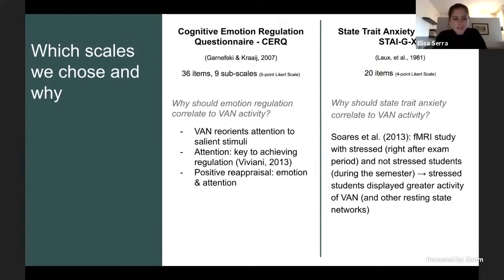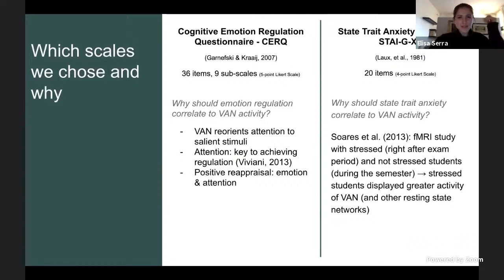Right, so as Marco said, once we saw that the ventral attention network was correlated to heart rate variability, we started to think, among the behavioral tests that were taken from the subjects, which kind of scale would be a behavioral correlate of this heart-brain interaction. We made an educated guess. We decided on the cognitive emotion regulation questionnaire and the state-trait anxiety inventory.